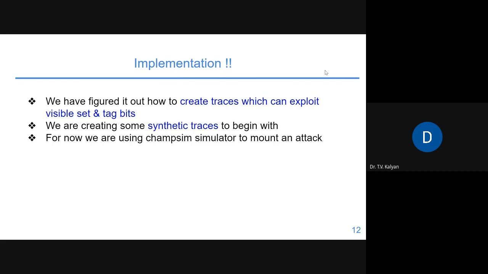So the plan is to write a proper code which will generate all these kinds of traces, but that's kind of difficult. But the trace generator for ChampSim is already there, isn't it? Sorry, the trace generator for the tracer file is already there. Yeah, but we have to write our own trace, right?